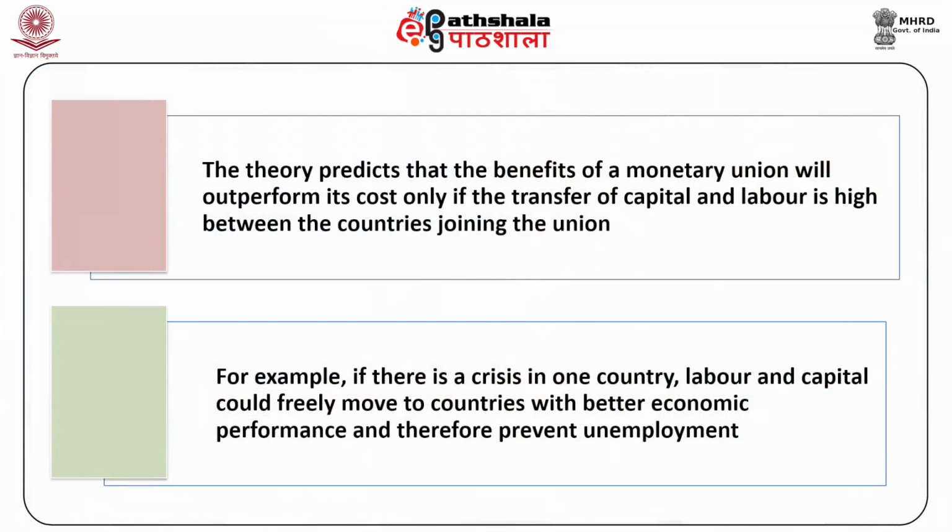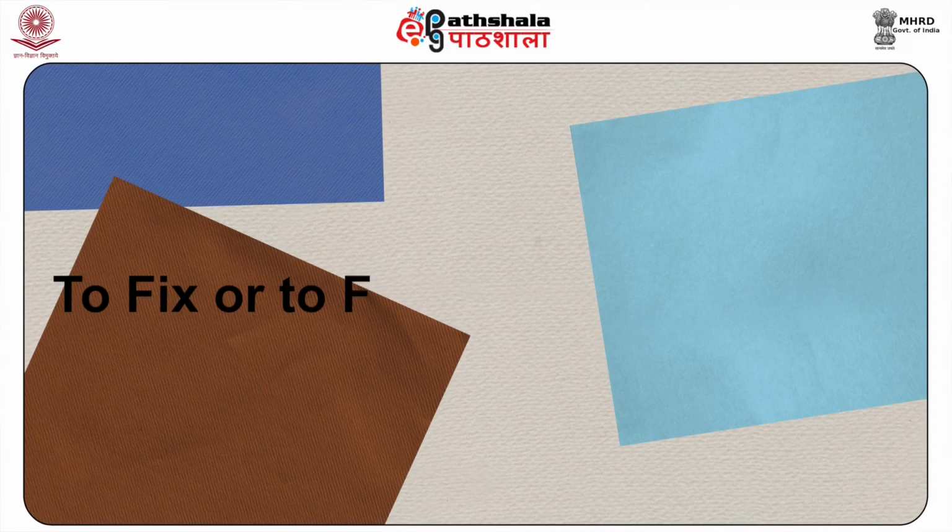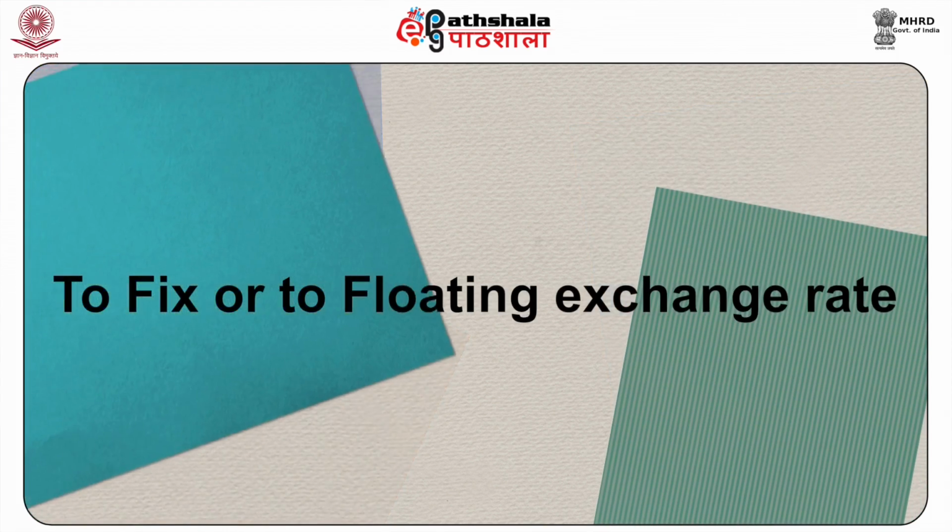The theory predicts that the benefits of a monetary union will outperform its cost only if the transfer of capital and labor is high between the countries joining the union. For example, if there is a crisis in one country, labor and capital could freely move to countries with better economic performance and therefore prevent unemployment. To fix or to float the exchange rate.